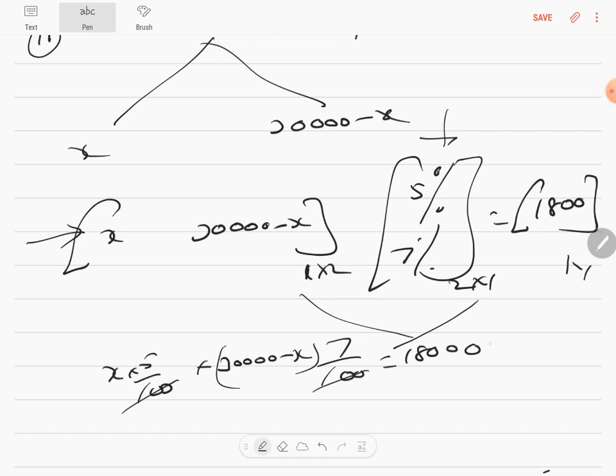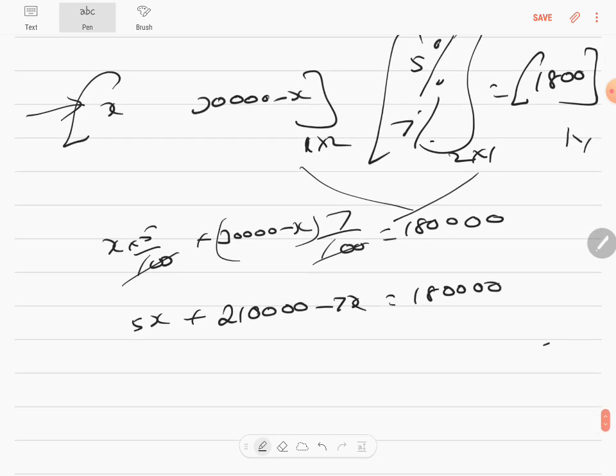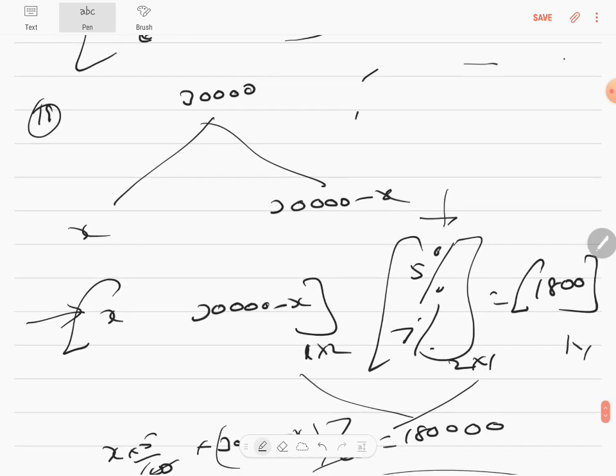Take this 100 to that side. So you get a linear equation: 5x plus 21,000 minus 7x is equal to 18,000. Just solve this, you get minus 2x, and take it that side, you get minus 3,000. So the negative signs cancel, and you get x to be 15,000. So you can split it up equally, 15,000 and 15,000.